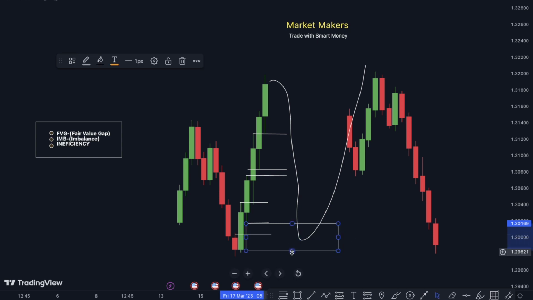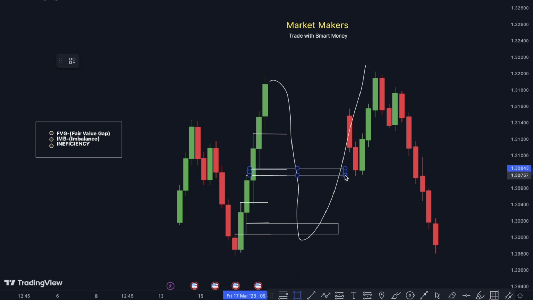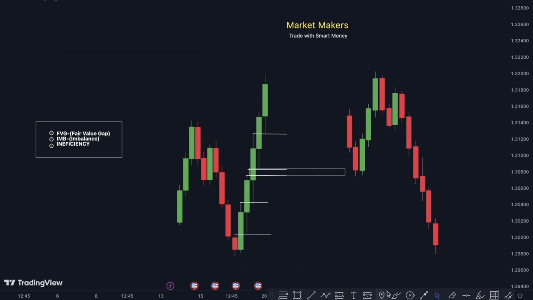So we have this first fair value gap and we have this second fair value gap over here. The market tends to fill all this and then move up. So suppose we didn't have any fair value gap over here, the market would probably tend to push its price from the nearest fair value gap.